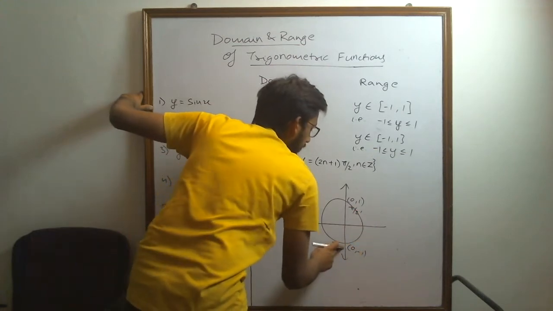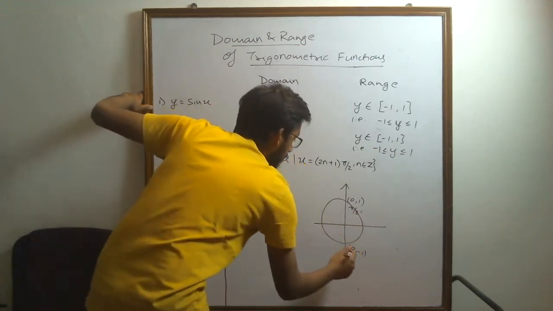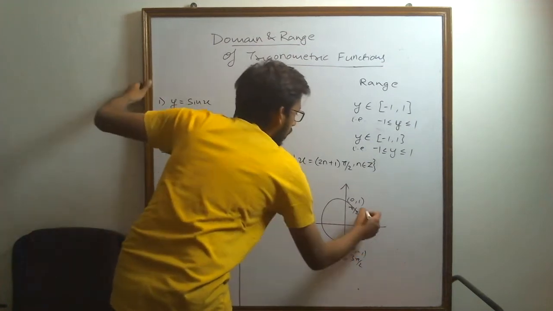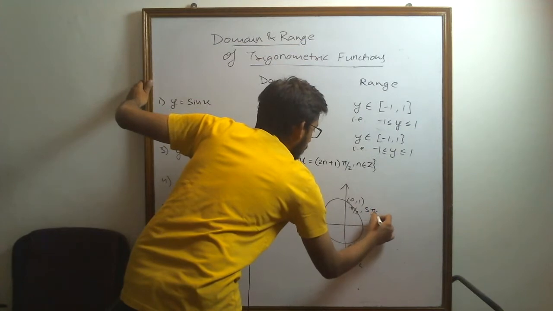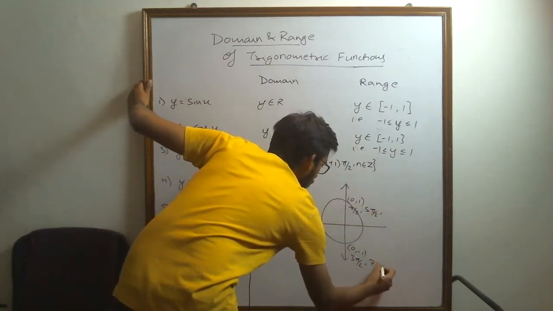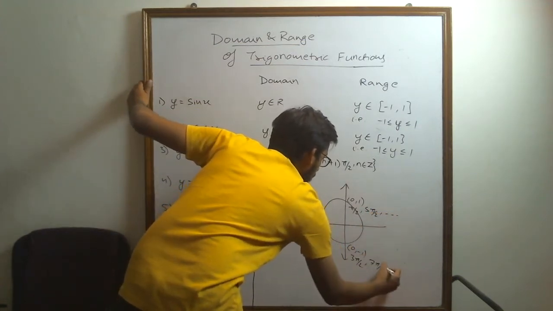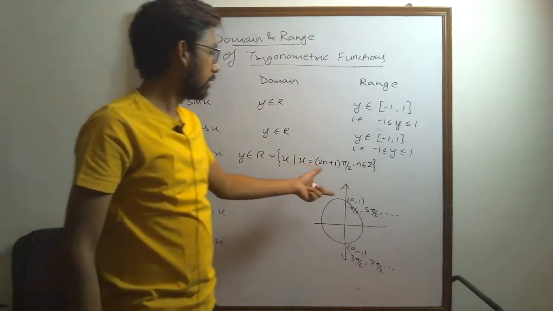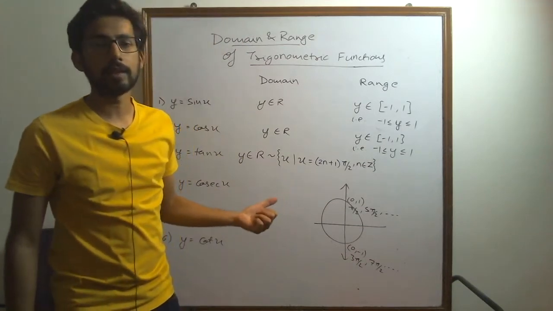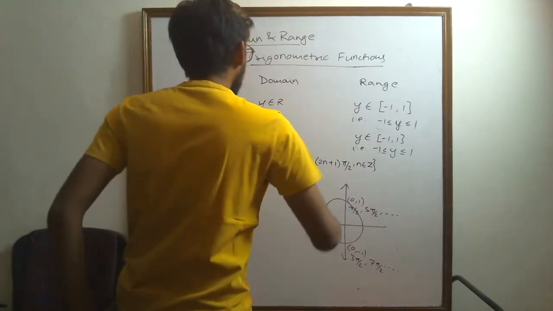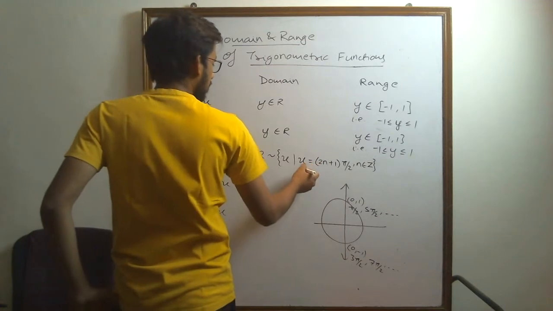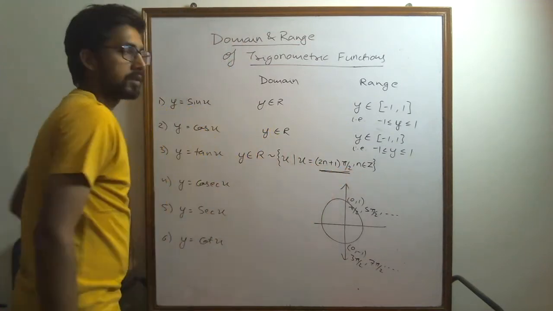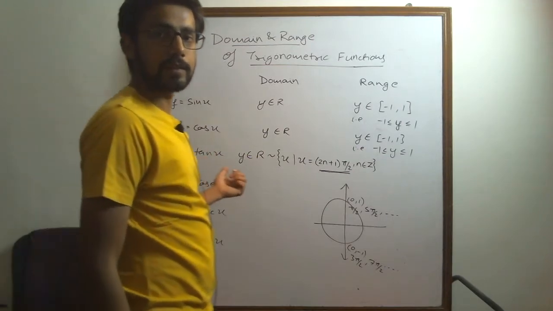And again, cos x is 0 when the angle here is 3 pi by 2. Again, it is 0 when angle is 5 pi by 2, then 7 pi by 2, and so on. So wherever the x coordinate is 0 in the unit circle, cos x is 0. That means that we will remove those values, and they are the odd multiples of pi by 2 from the set of real numbers to get the domain of tan x.